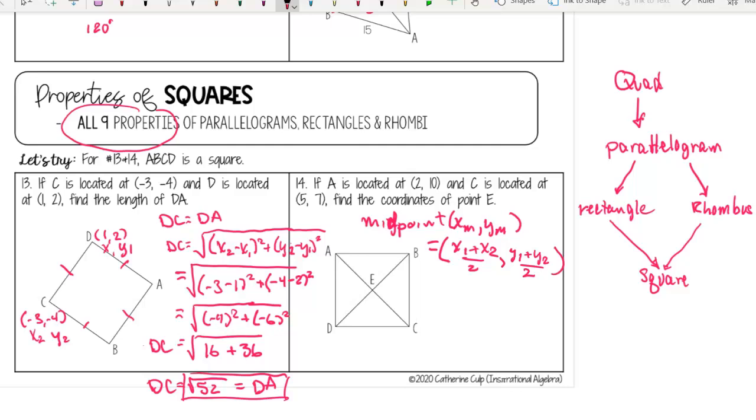So A is located at 2, 10. C is located at 5, 7. And we want to know the coordinates of that point right there in the middle. So we're going to do the midpoint. So this will be 2 plus 5 over 2 and 10 plus 7 over 2. So that point E is at 3.5, 8.5.